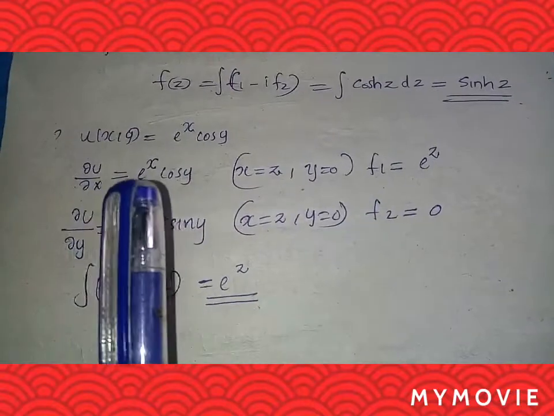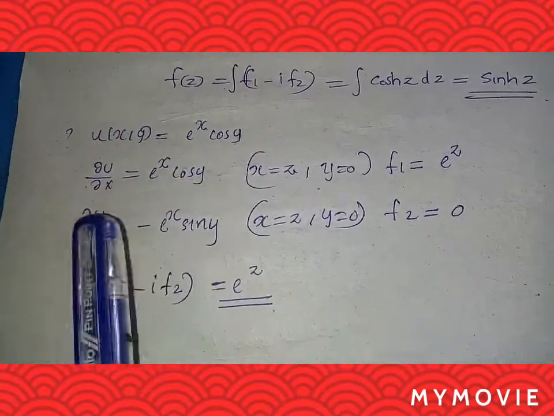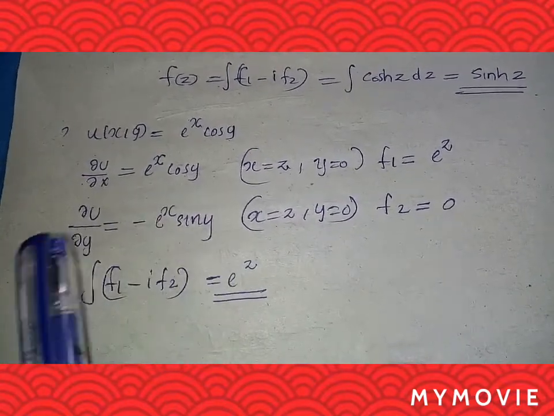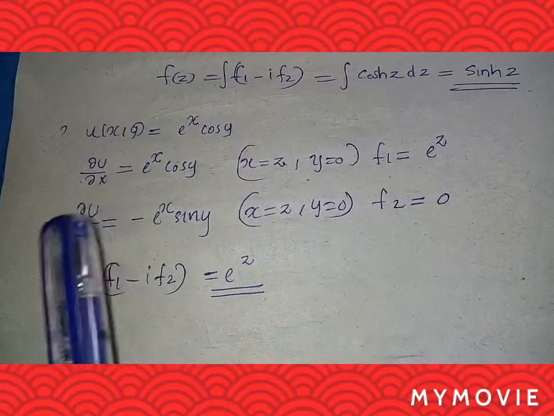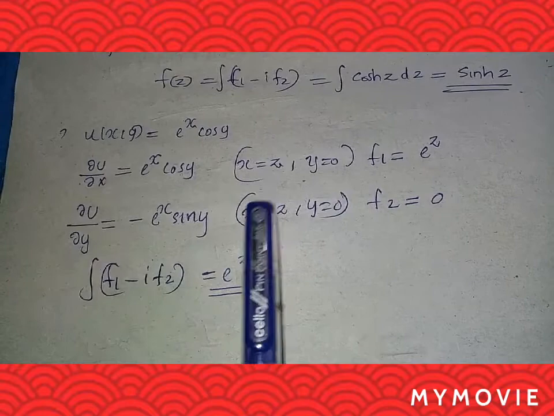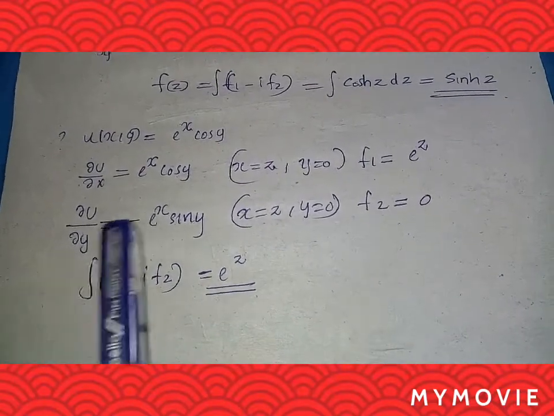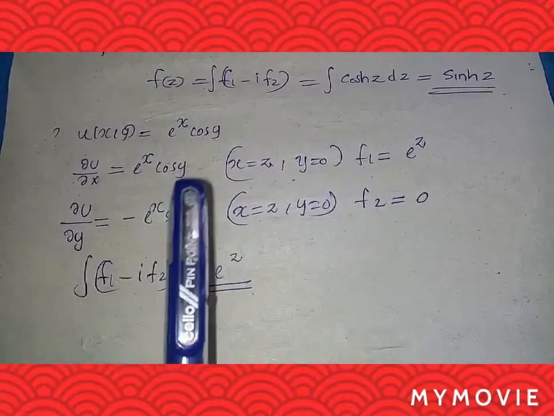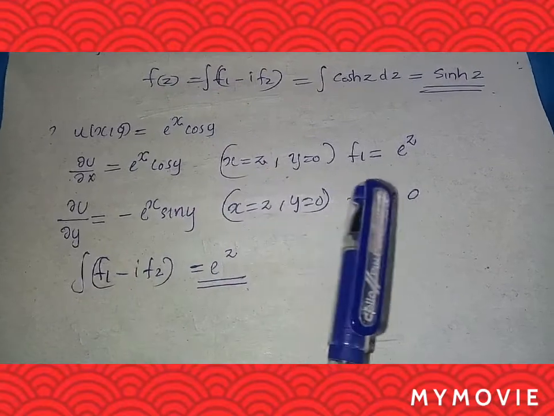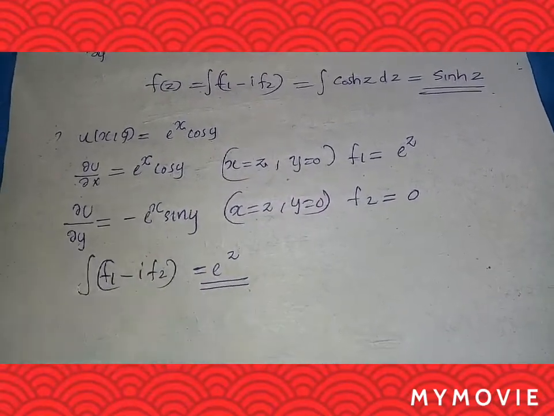Next question, in which u of x comma y is equal to e raised to x cos y. First step, we differentiate with respect to x, that is e raised to x cos y. With respect to y, differentiation gives e raised to minus x sin y. In dou u by dou x, put x equal to z and y equal to 0. That is f1, equal to e raised to z. In dou u by dou y, we put x equal to z and y equal to 0. We get f2 equal to 0. Integral of f1 minus i f2 is equal to e raised to z.